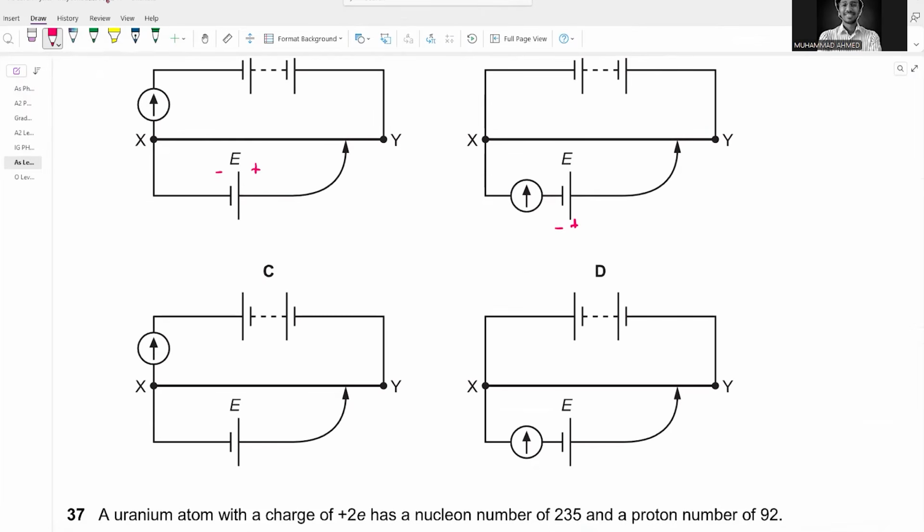ऑप्शन सी में उल्टा है. ये पॉजिटिव है, ये नेगेटिव है. This is negative, positive. This will not be your answer. ऑप्शन डी में भी पॉजिटिव नेगेटिव है. This positive corresponds to the negative and the negative corresponds to the positive.